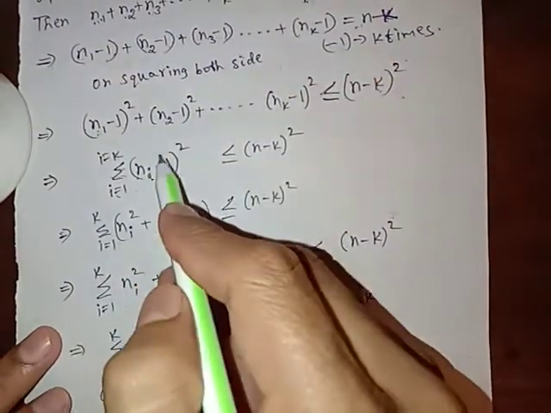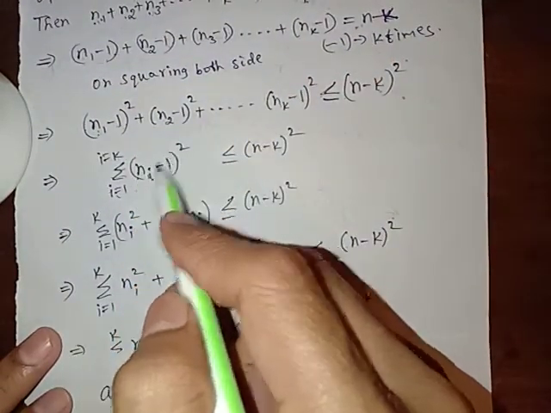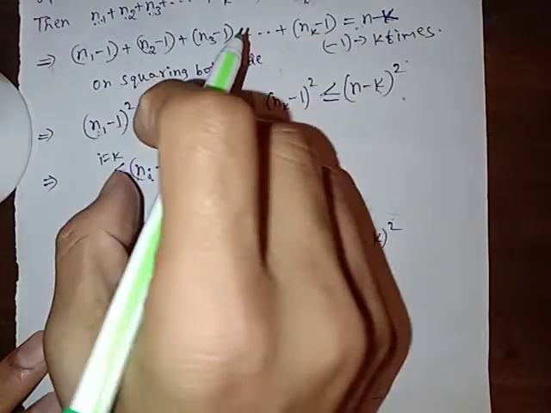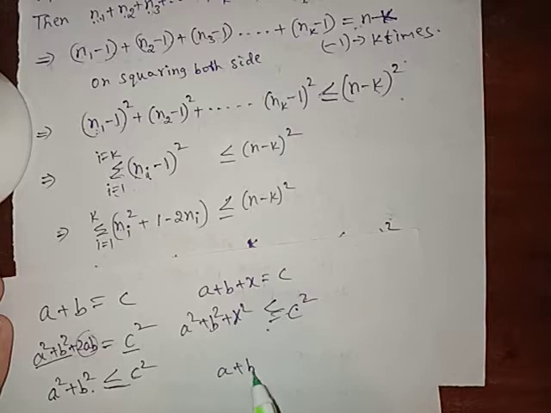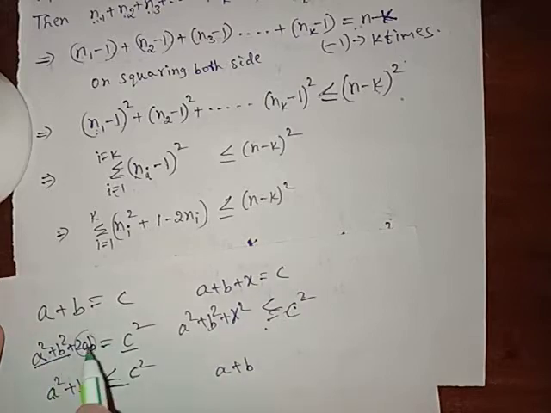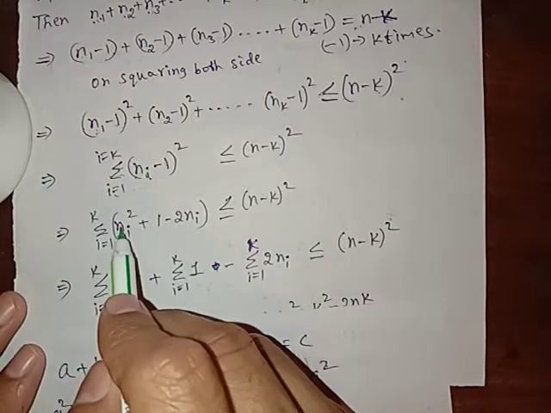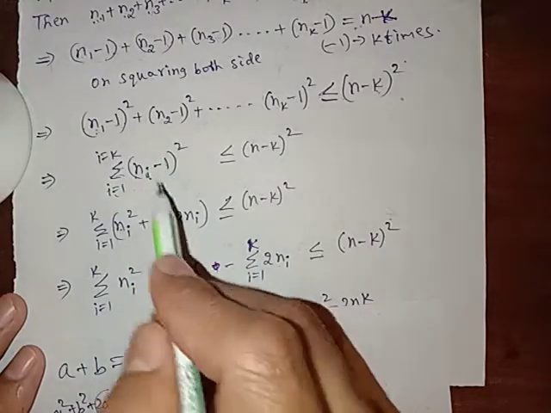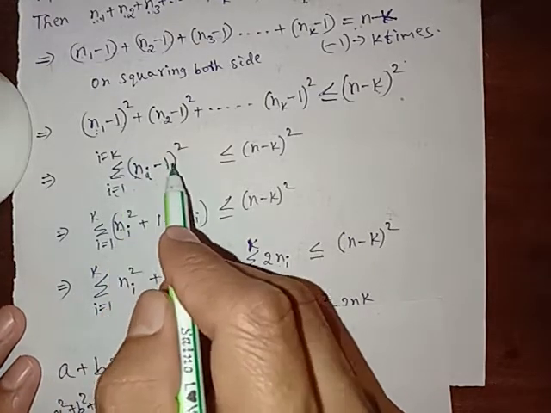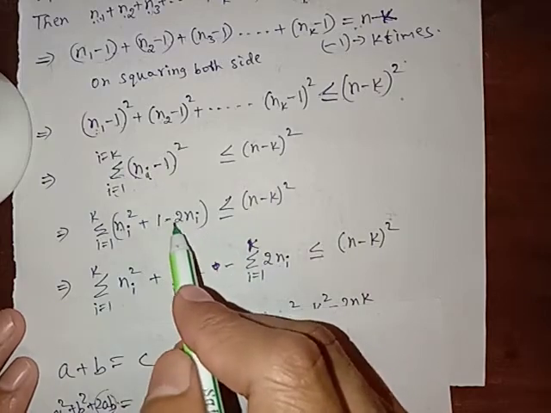Now ni minus 1 we can write as a plus b. We know that a plus b whole square is equal to a square plus b square plus 2ab. Similarly, ni square plus 1 minus 2 into ni into 1, it is ni square plus 1 minus 2ni.